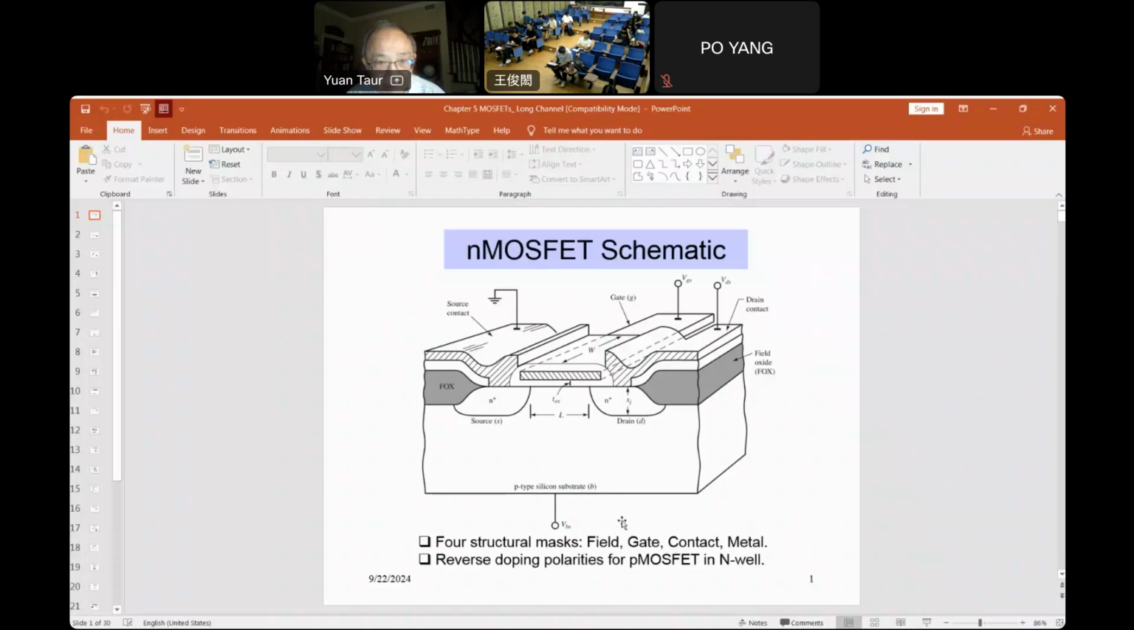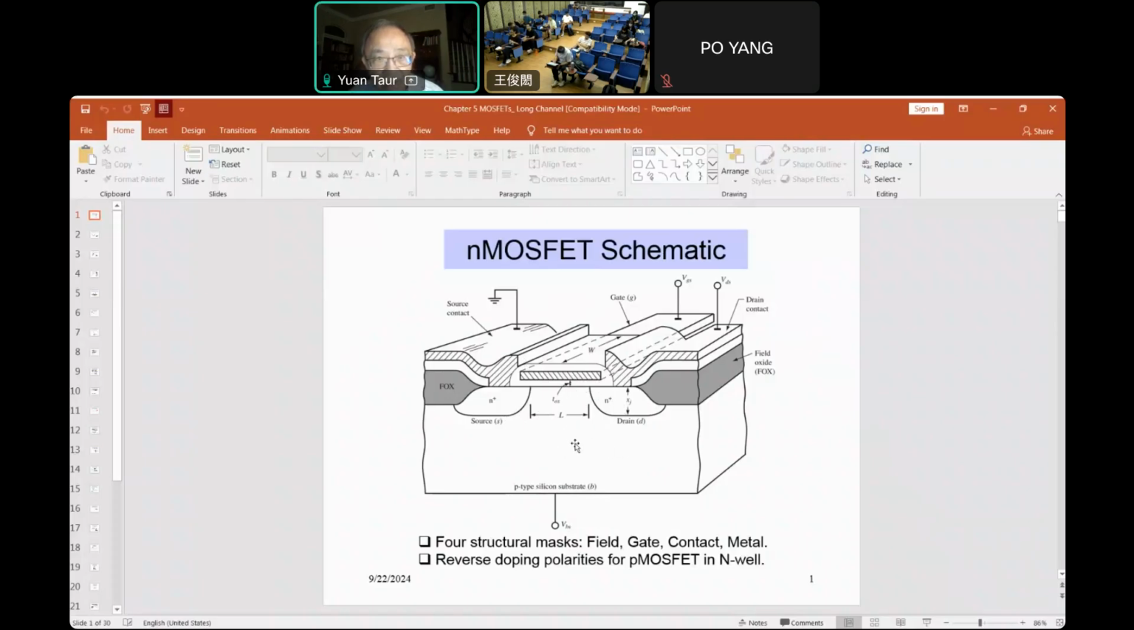And let's see. So this is for NMOS. For PMOS, we have a P plus, we have an N-type background, not substrate, but the N-type background, and then P plus source and P plus drain. And then the gate tries to invert the surface from N-type to P-type.